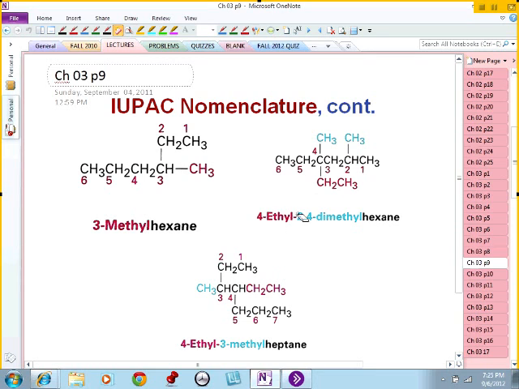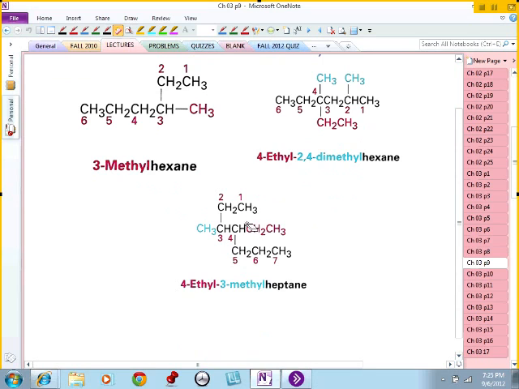So you start with the ethyl group. It's in the 4th position. This group here is in the 4th position. So we say 4-ethyl. Then you have in the 2 position and the 4th position, you have methyl groups. Then you say 2,4-dimethyl-hexane. The hexane is the base name. Okay? The same thing here. The base name here is heptane, which goes from here to here to here to here.